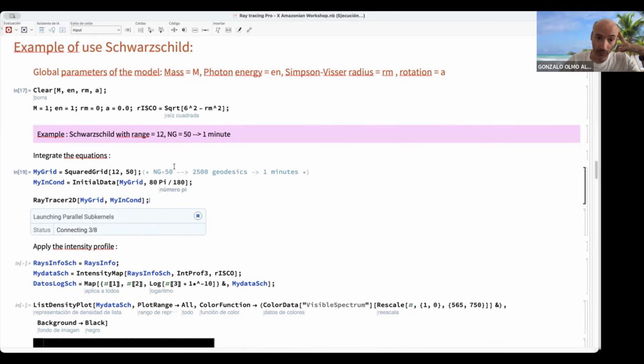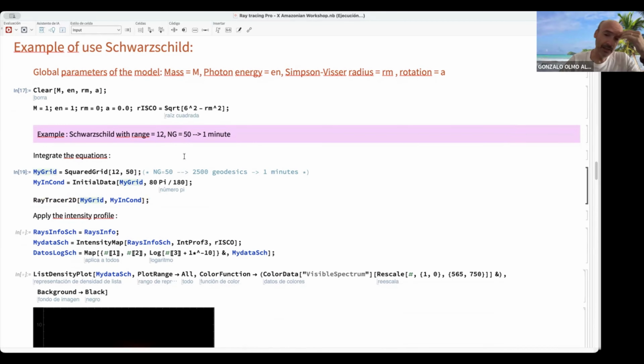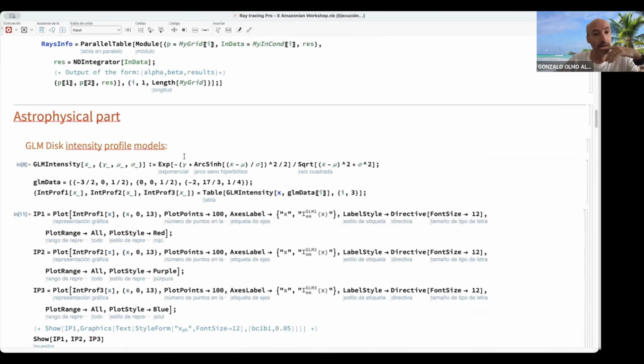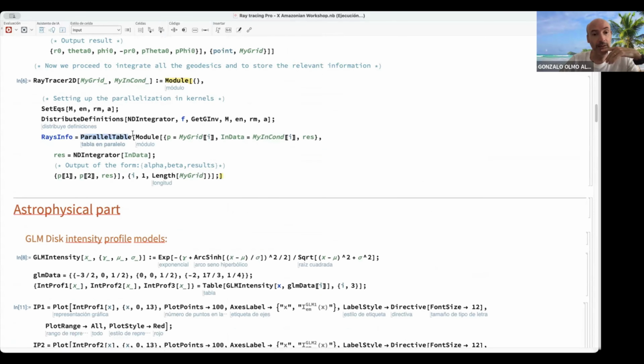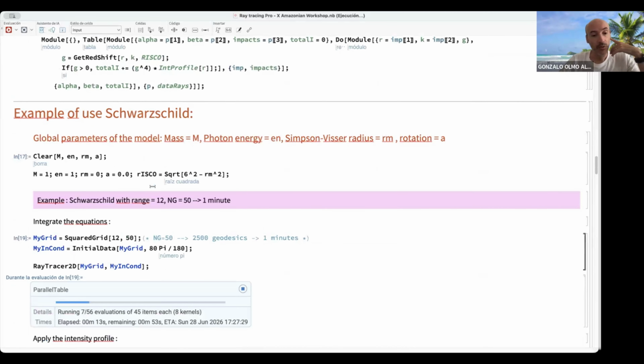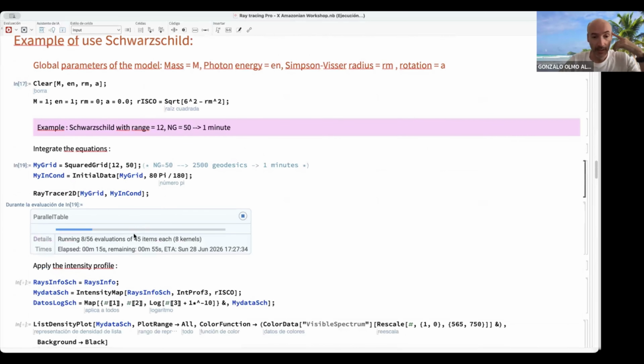So this is automatically launching the parallel calculations, because remember we use the parallel table, right? It was here. This is the command, parallel table, that parallelizes the calculations. So as you can see here, it is computing 45 items on each of my 8 kernels. So if your computer has more kernels, it will be faster, okay? So as I said, I'm just using 2,500 geodesics as a proof of concept.